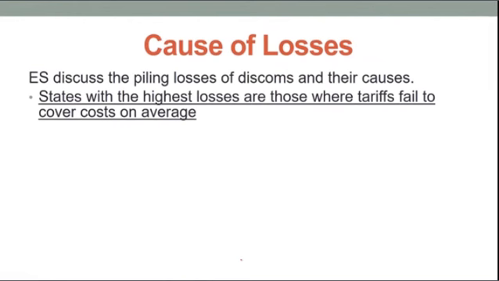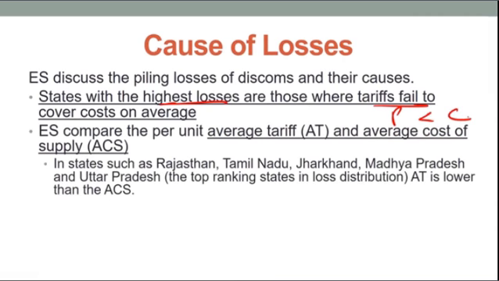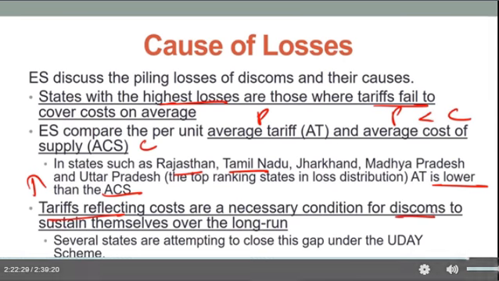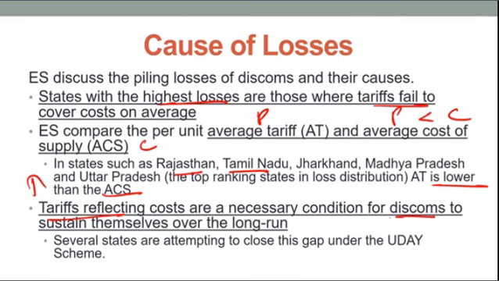Now, why do all these losses happen? Highest losses are where tariffs, or prices, are much lower than costs. Here, price is average tariff, AT, and average cost of supply, ACS, is the cost. So areas like Rajasthan, Tamil Nadu, etc., AT is lower than ACS and their debt is higher. So tariff reflecting cost is required. Otherwise, sustainability cannot happen. The discoms cannot sustain. They'll keep on having debt. Government will keep on having to bail them out, which is exactly what is happening under the Uday scheme, right? The states are taking over the debt of discoms. But how long can states continue to do that? Can states keep financing these discoms? We have to have tariff reflecting costs. And the best way to do that, as we discuss later, is to move towards a better cross subsidization scheme.